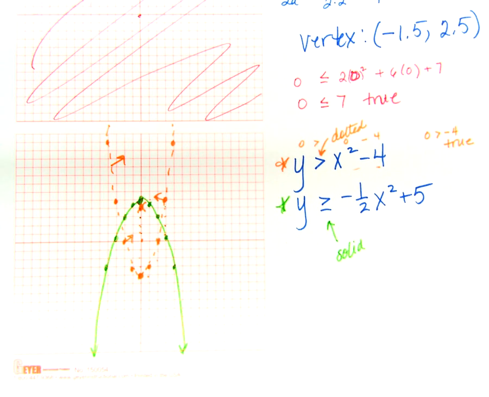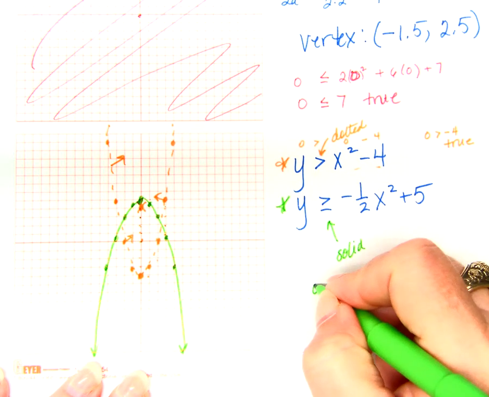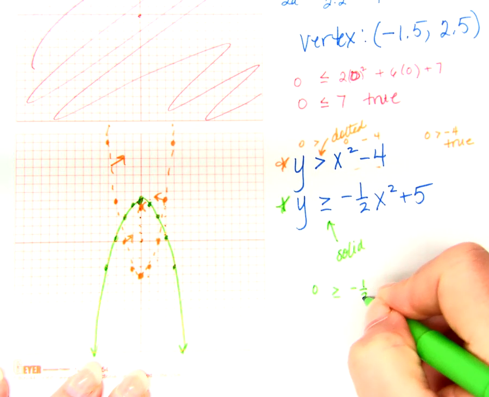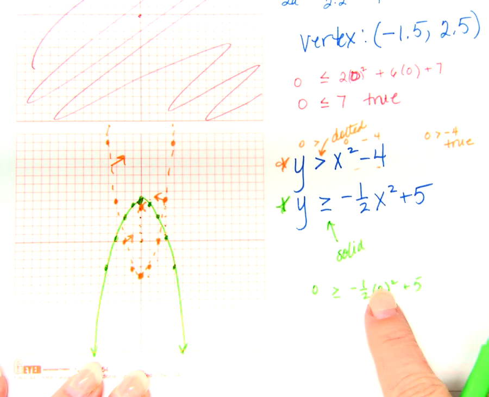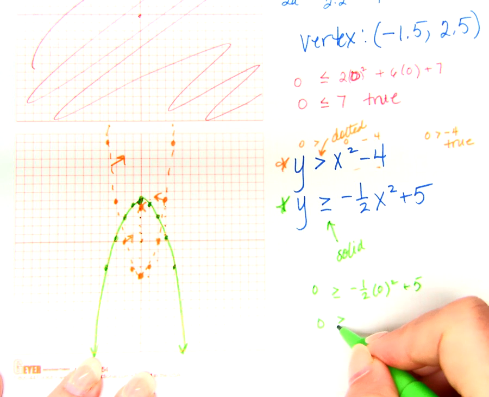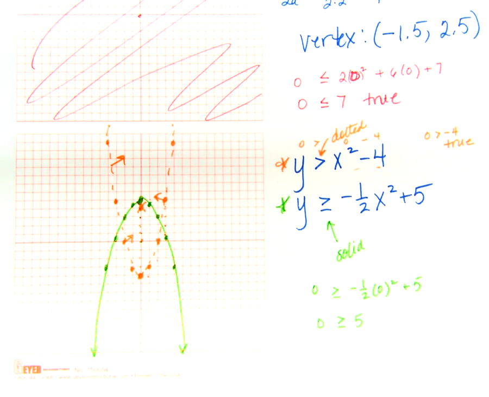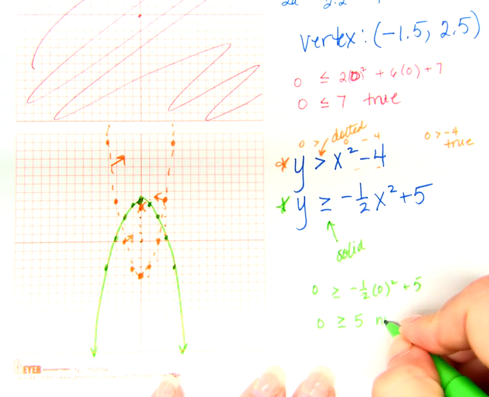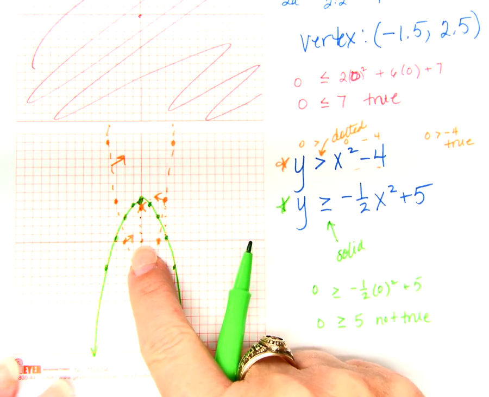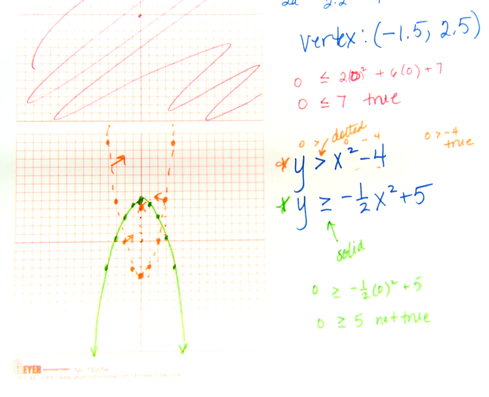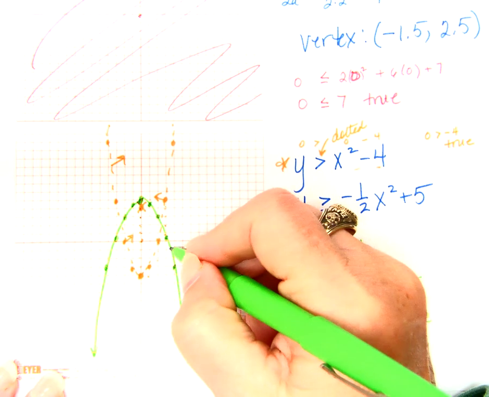And now I have to figure out where to shade. If I choose 0, 0, I get 0 is greater than or equal to negative 1/2 times 0 squared plus 5. 0 squared is 0 times negative 1/2 is still 0. So 0 is greater than or equal to 5. Not true. So wherever the point is, I don't shade there. So where do I shade? Outside.